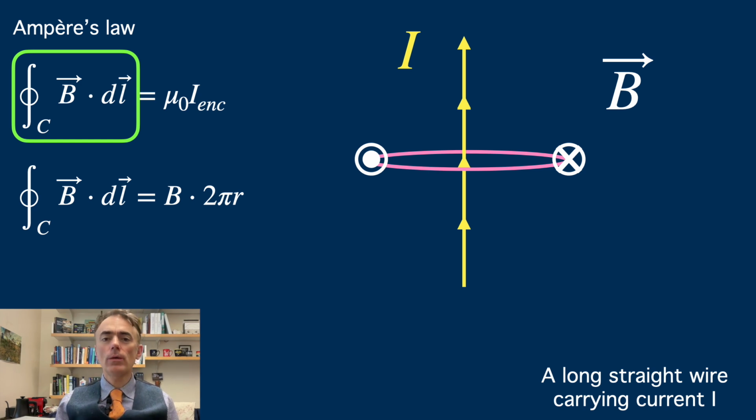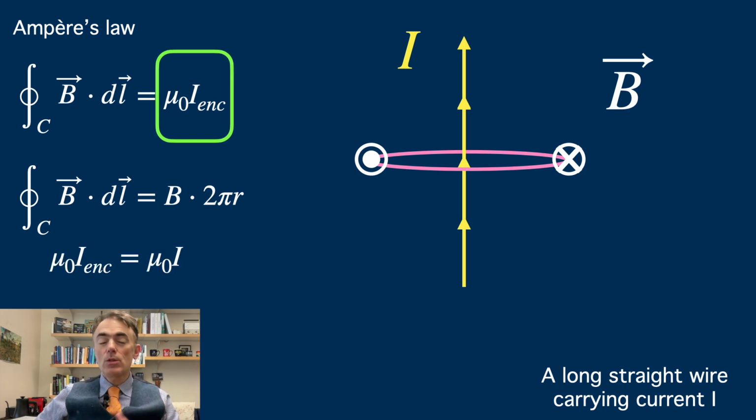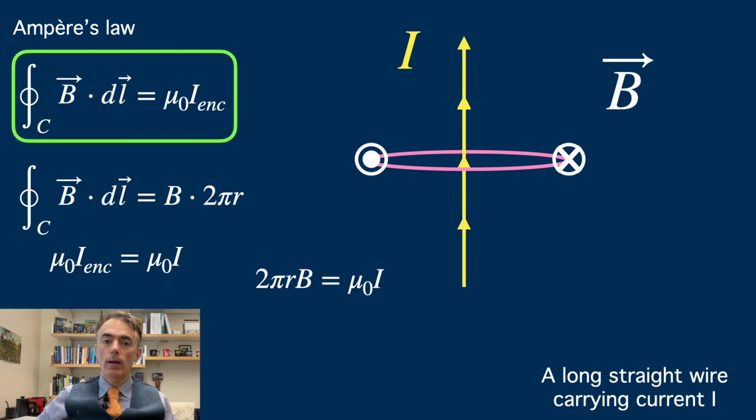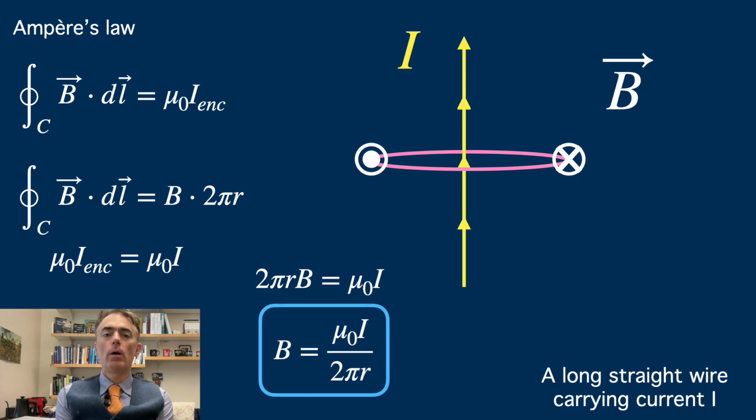Applying Ampere's law, here we have that the closed integral along the path of B dot dl is B times 2 pi r, and that's equal to mu naught I. Solving for B, we find that B, the magnetic field, is just mu naught I over 2 pi r. This result tells us that the magnetic field around a straight, infinitely long current-carrying conductor decreases with the distance r from the conductor.